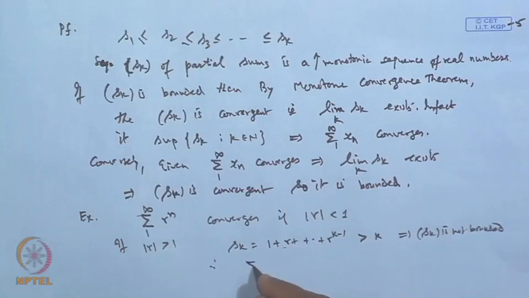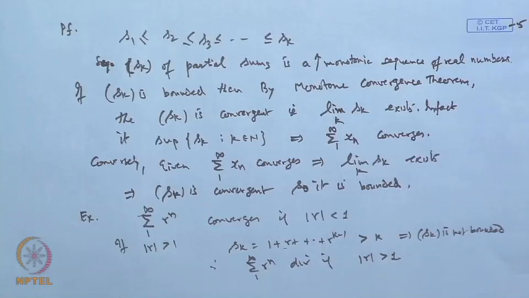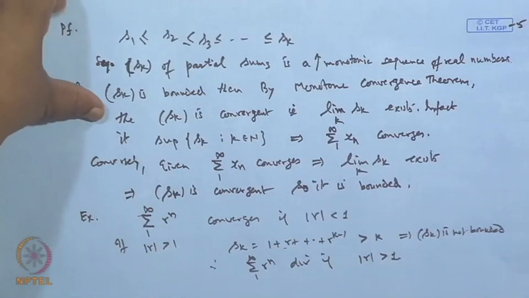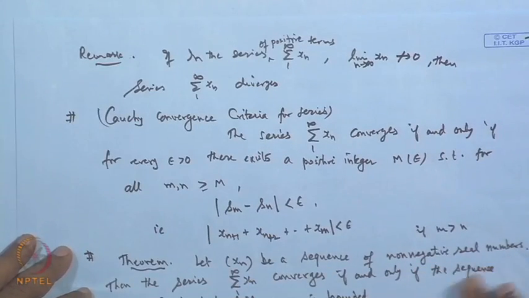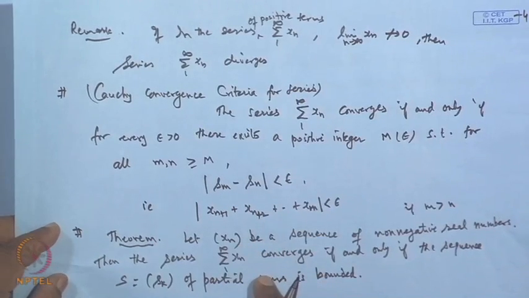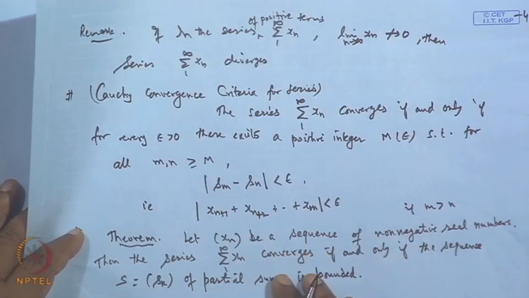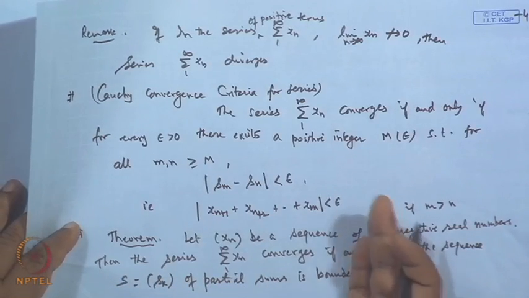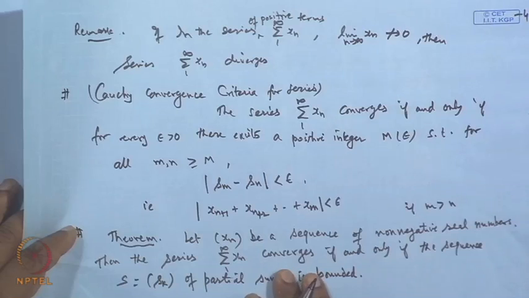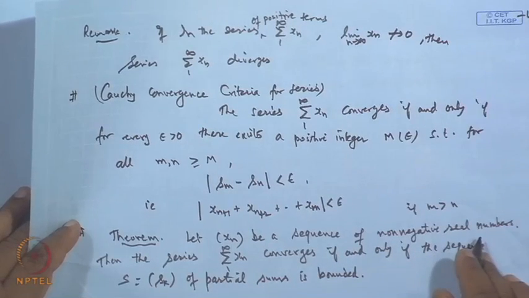So, this shows the series r to the power n, 1 to infinity, diverges if mod r is greater than or equal to 1. Here we are taking one more thing: we are taking all the terms of the sequence to be non-negative. We cannot apply this result for a series whose terms are some positive, some negative. If all the terms are negative, we can take the minus sign outside and make all the terms positive. But if the series is alternately positive and negative, then of course this result is not helpful. The result is only valid when the terms of the series are all non-negative.